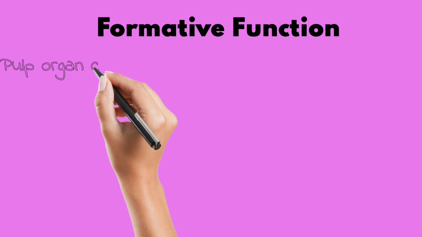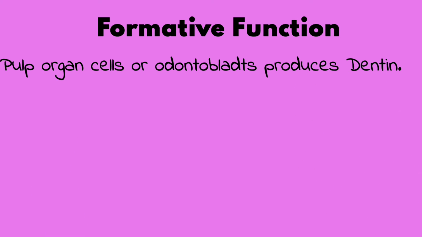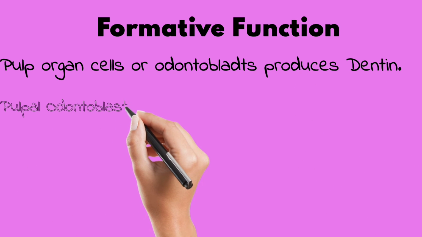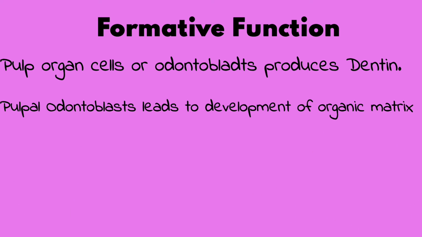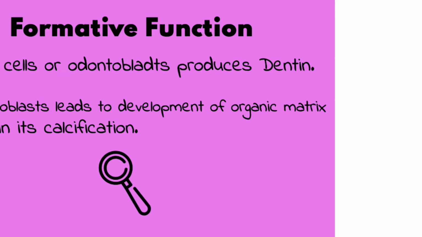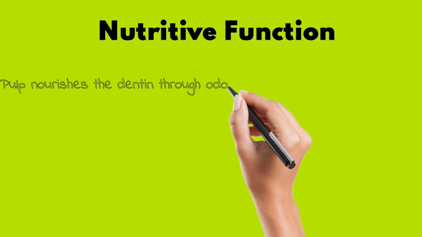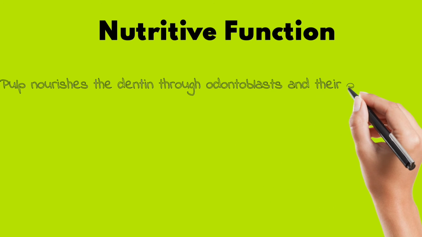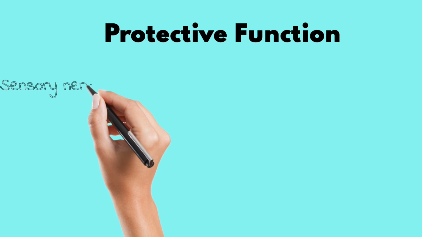Next, we have the formative function. Pulp organ cells, or to be more specific, the odontoblasts, produce the dentin, and the pulpal odontoblasts lead to the development of the organic matrix, so clearly it helps in the calcification. Next, we have the very important function of the pulp, that is the nutritive function. The pulp nourishes the dentin through the odontoblasts and their processes. It's a very important question for the university exams, that is, what are the main functions of the pulp. This is a nutritive function.